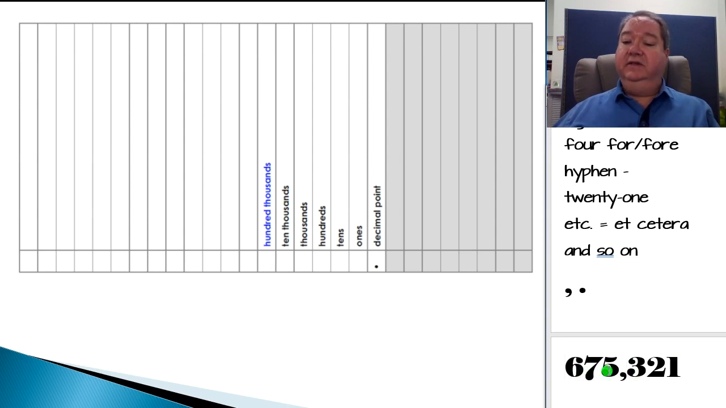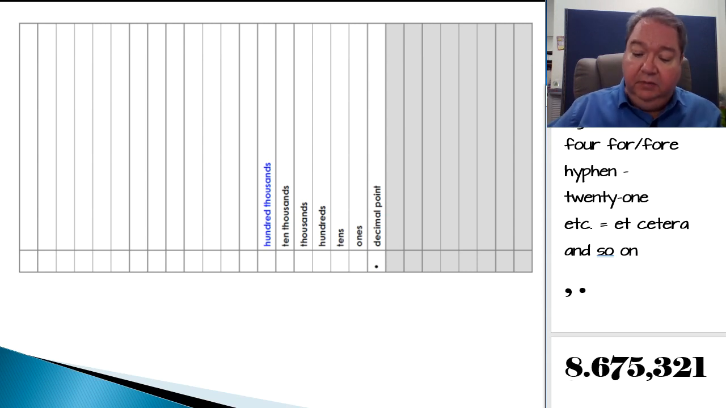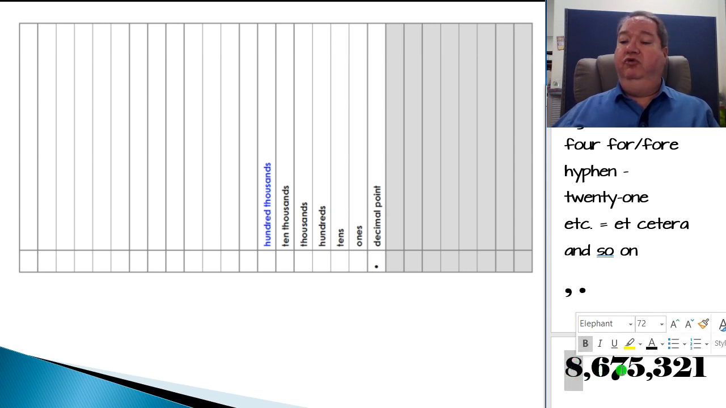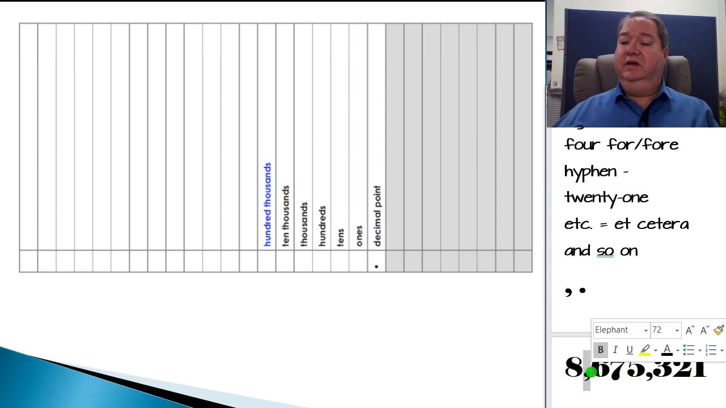Next, after thousands, if we have another number here, notice we've got 4 digits here now, 4 numbers. What do we need to put here? Another comma. Oh, not a period, a comma. We read these in the groups of 3. So, how do we read this? 8. What do we say when we get to this comma? This one is thousands. What is this one?